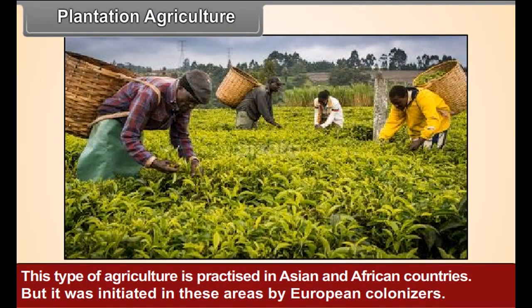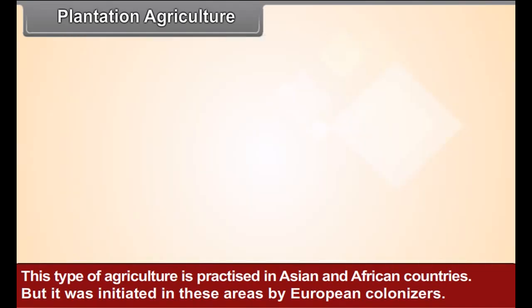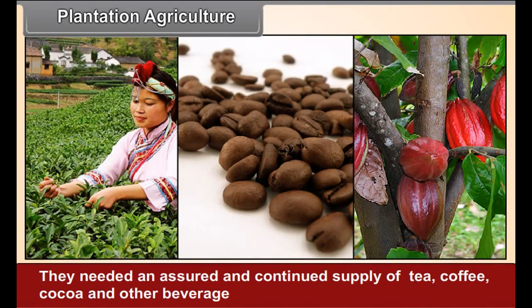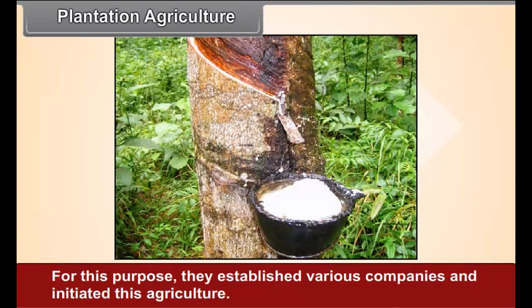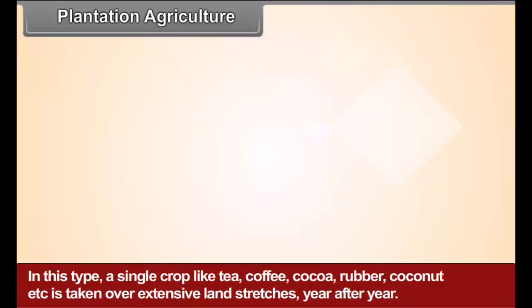Plantation agriculture. This type of agriculture is practiced in Asian and African countries, but it was initiated in these areas by European colonizers. They needed an assured and continued supply of tea, coffee, cocoa and other beverages and of raw materials like rubber required in various industries. For this purpose, they established various companies and initiated this agriculture.